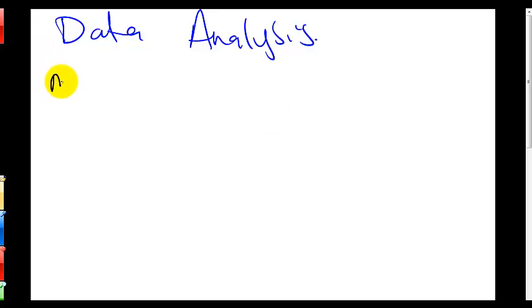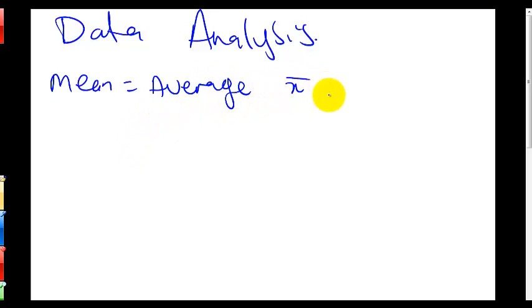Mean. But yes, mean is average. It's also represented as X bar in your calculator, so when we're going to use it, we're going to see it as X bar. In table format, it's the sum of all your frequencies times your scores over the sum of frequencies. Or in other words, you know that, right?